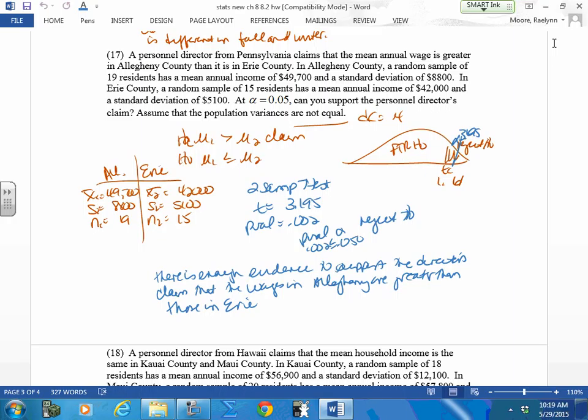So number 17 claims that the wage in Allegheny is greater than that in Erie. So for Allegheny, U1 is greater than U2. There's their sample information. You have a right tail test. Everybody good with this? Everybody can put this in your calculator. Your variances are not equal, so therefore you take the smaller n and you subtract 1. That's your degrees of freedom. So there's enough evidence to support the director's claim that the wages in Allegheny are greater than those in Erie.